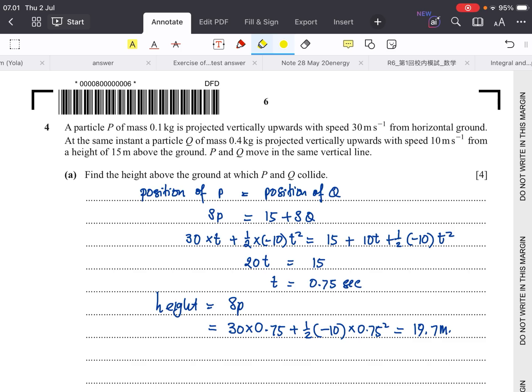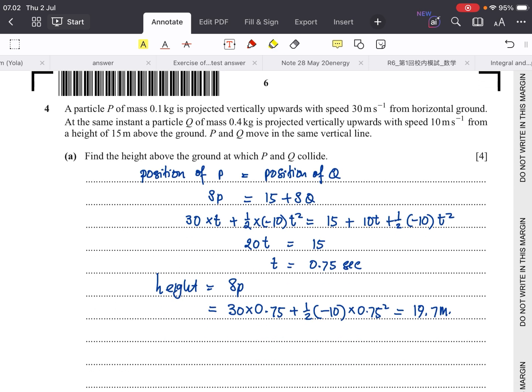And then for the height of the particle, we can use either SP or 15 plus SQ because they are the same. So here I'm using SP. I'm using this one. So 30 times substituting the value of T 0.75 to this formula. So 30 times 0.75 plus half times negative 10 times 0.75 square. The answer is 19.7 meters. Part B.